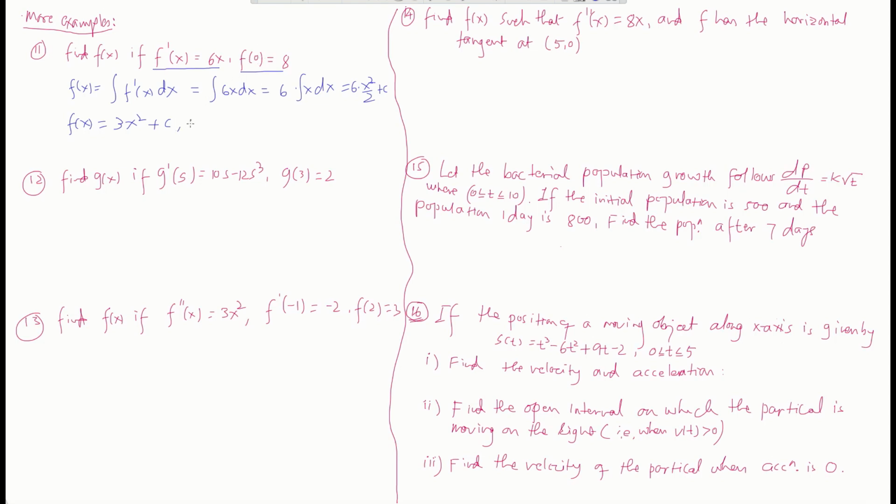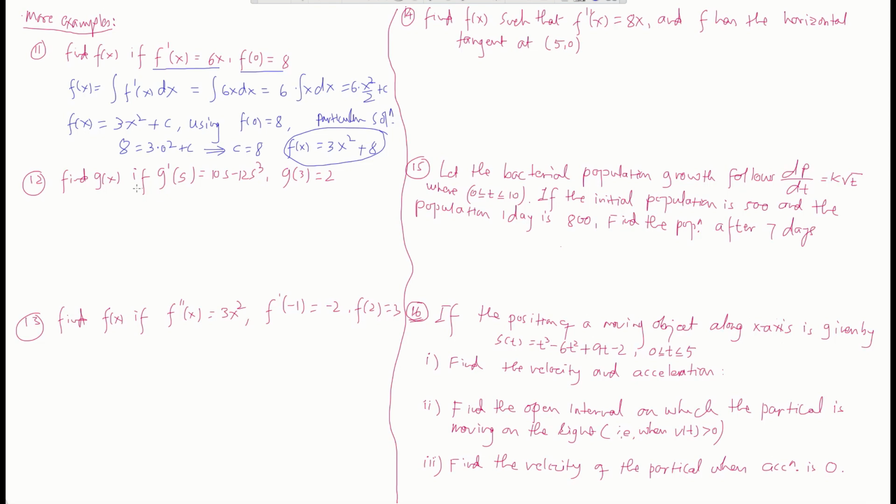But how do I use that? Using f(0) equals 8, let's plug in x equals 0. Then f(0), that is 8, equals 3 times 0 squared plus c. This implies c equals 8. So what is the final answer? f(x) equals 3x squared plus 8. So actually we got the value of c here. c is 8. This is called the particular solution. Okay guys? Whenever you find the value of c, that is called the particular solution.